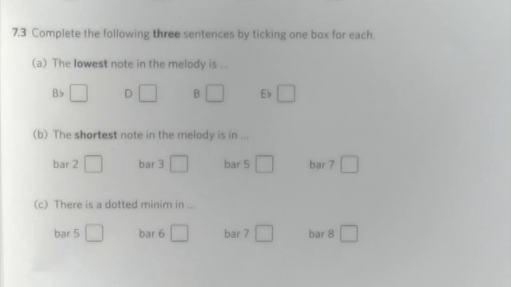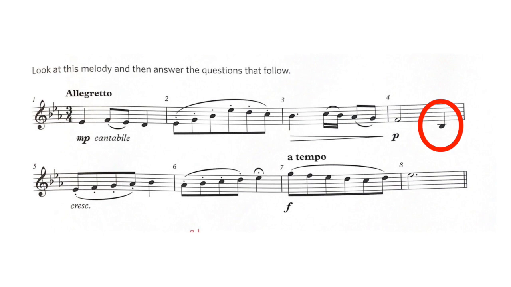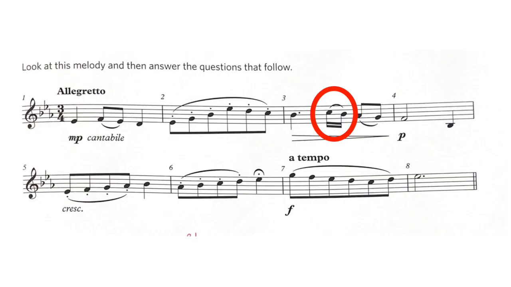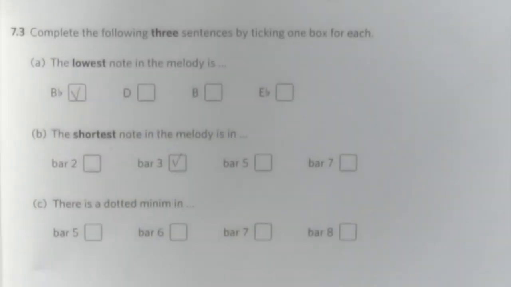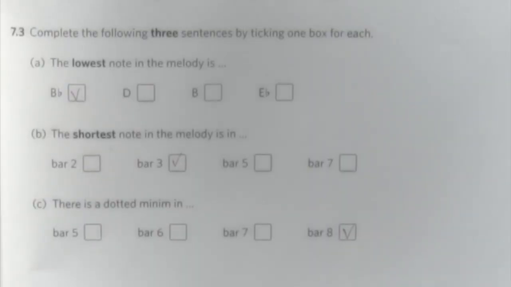Our last question. We need to tick the boxes to complete the sentences. The lowest note in the melody is B flat in bar 4. The shortest note of the melody is in bar 3, where we have the semiquavers. And there is a dotted minim in bar 8, the last bar of the piece. And with this, we have completed our exam paper.